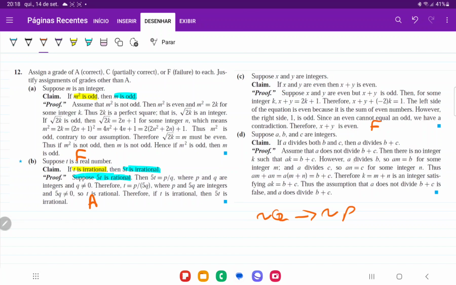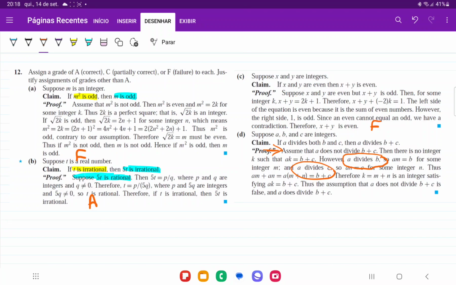Then it says, however, A divides B. But this is an issue because we don't know this, right? It doesn't say assume A divides B. Because now we have here that what he's actually trying to do is by contradiction. So he wanted to do assume A divides B and suppose that A does not divide B plus C. However, he didn't state that assumption. So we don't know that A divides B. So that would be AM is equal to B for an integer M, and A divides C. Once more, we don't know this because he never said assume, right? He never said that. So we don't know this.